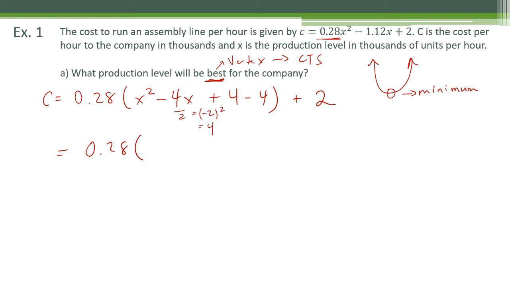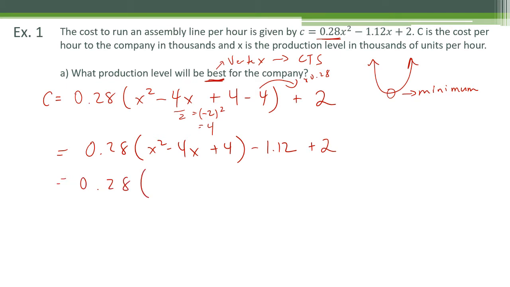Then 0.28, x squared minus 4x plus 4. You've got to bring that -4 outside the brackets, right? So this has got to move out. But when you do, don't forget to multiply by the 0.28. You don't have to show those steps. I'm just showing you for the sake of the lesson. So that will give you -1.12 plus 2.